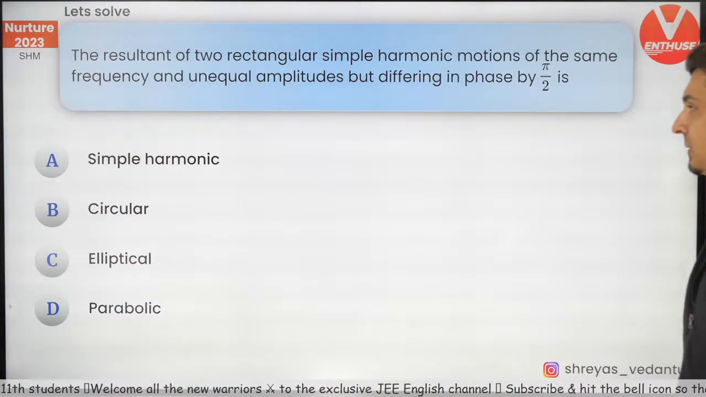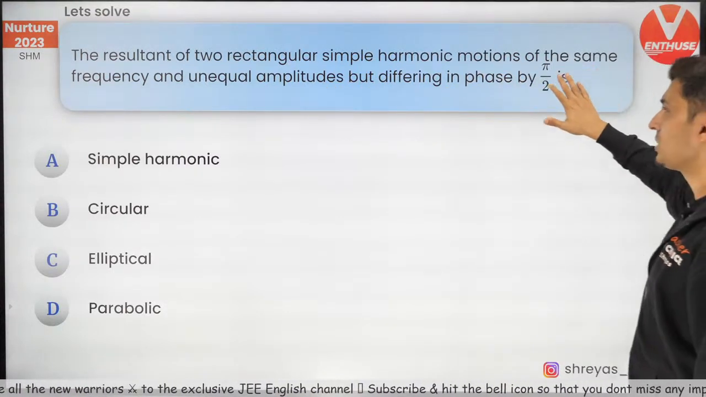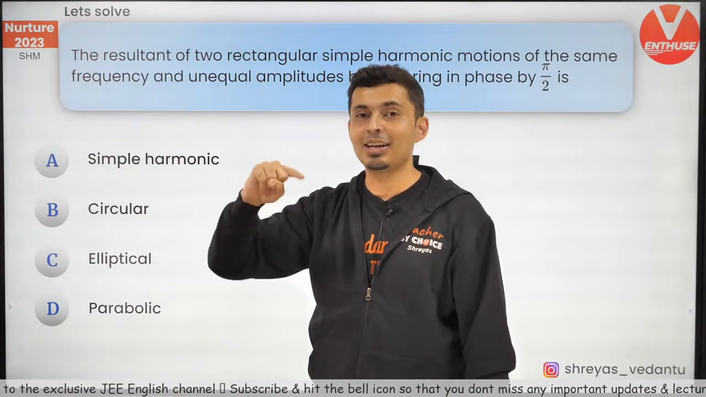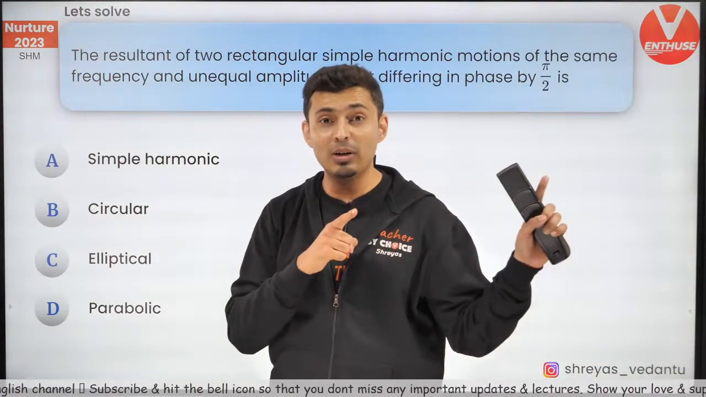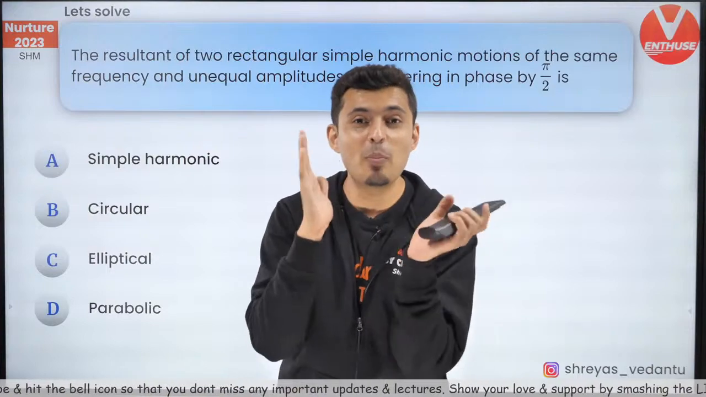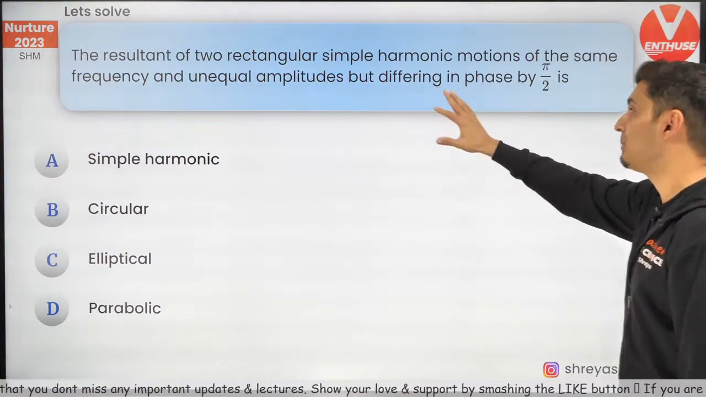Yep. Next one. The resultant of two rectangular simple harmonic motions. What is the meaning of rectangular? Rectangle, 90 degrees. That means perpendicular. So rectangular components. Have you heard that word? Back in vectors, the rectangular components of a vector means the two perpendicular components of a vector. So that's what it means. Okay, so don't get scared by that word.